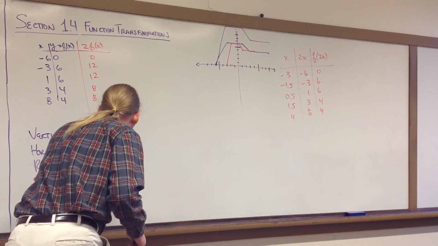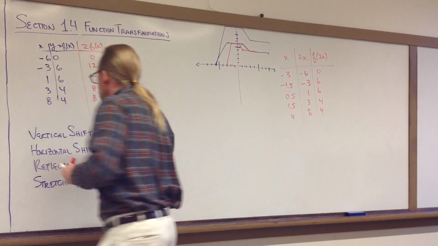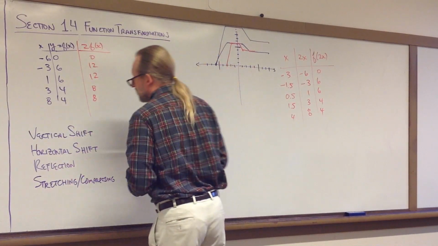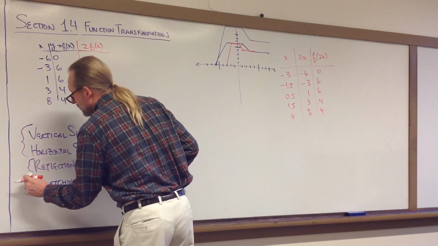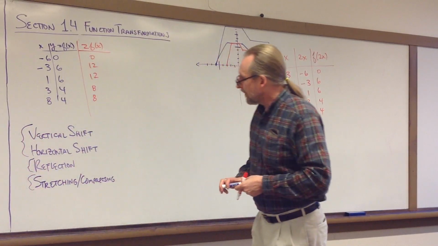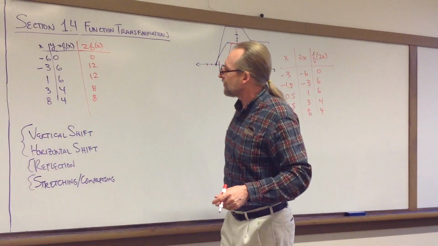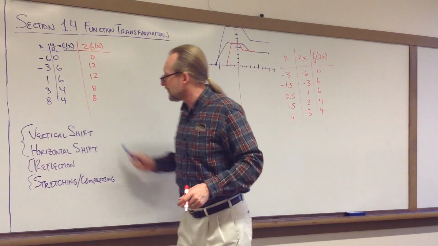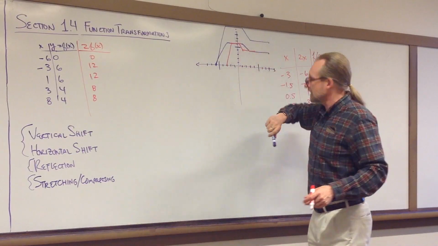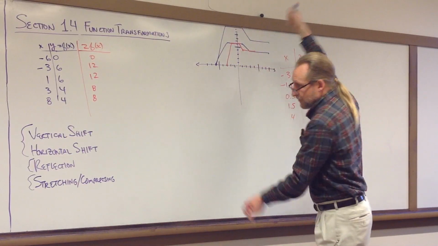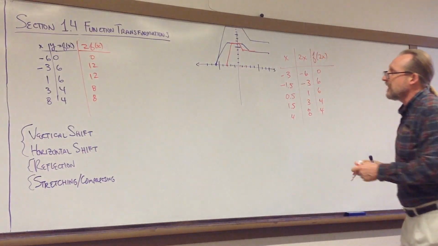And notice that in each of these transformations, these two are really grouped together. Okay? In each of these transformations, you've got something happening outside the parentheses, and here that's the vertical shift, or the reflection across the x-axis, or the vertical stretching. That all affects the y values.